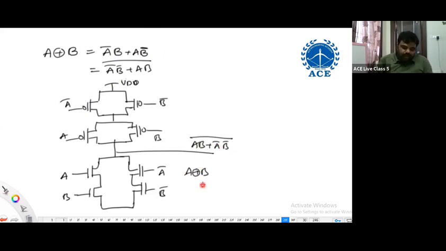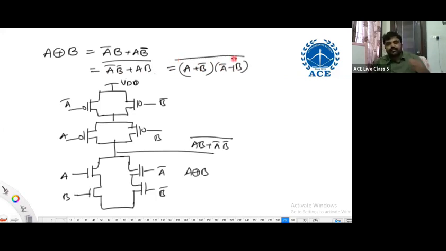Another way of implementing is this. A bar B bar plus A B can be written as (A plus B bar) and (A bar plus B) whole bar. That is also correct. A plus B bar and A bar plus B whole bar. You can implement this also.